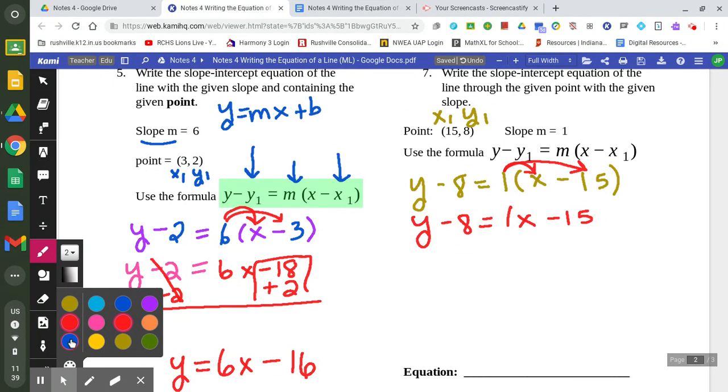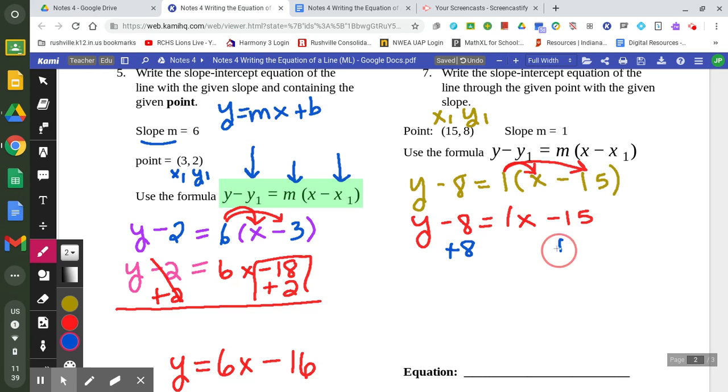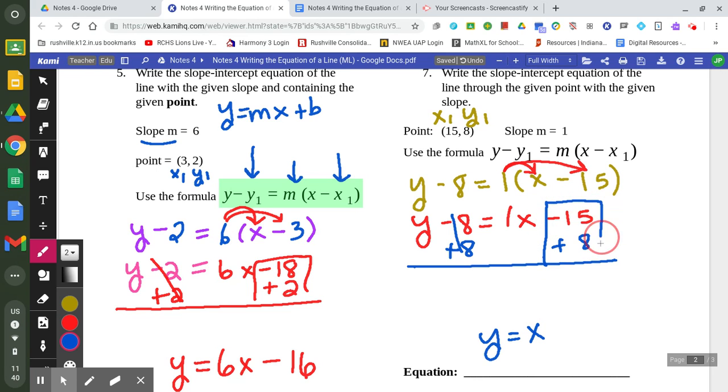And then I need the y to be completely by itself, so I'm going to add 8 to both sides of the equal sign. So then my equation is y equals, and you can put 1x or x, and then I need to do my negative 15 plus 8, which would give me negative 7.